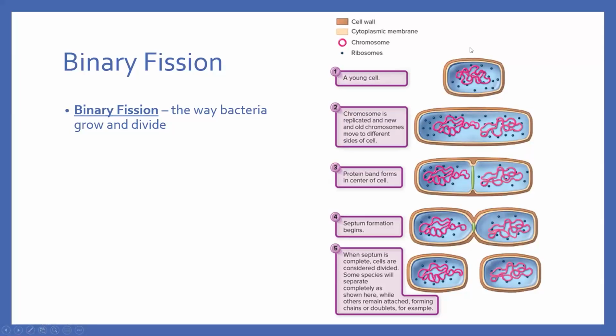So that cell will replicate its chromosome in pink, and it will replicate anything else it needs to, and separate the DNA to either end. It'll make a protein band in the middle, a septum or kind of a splitting spot, will start, and then we'll have 2 bacteria that are identical to the one we started with.